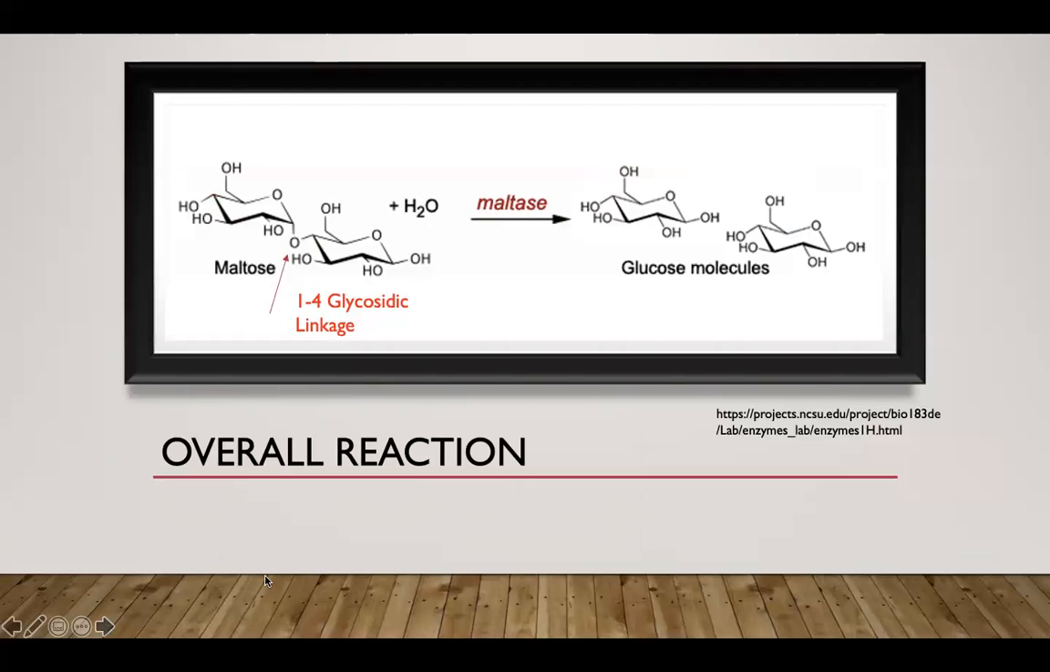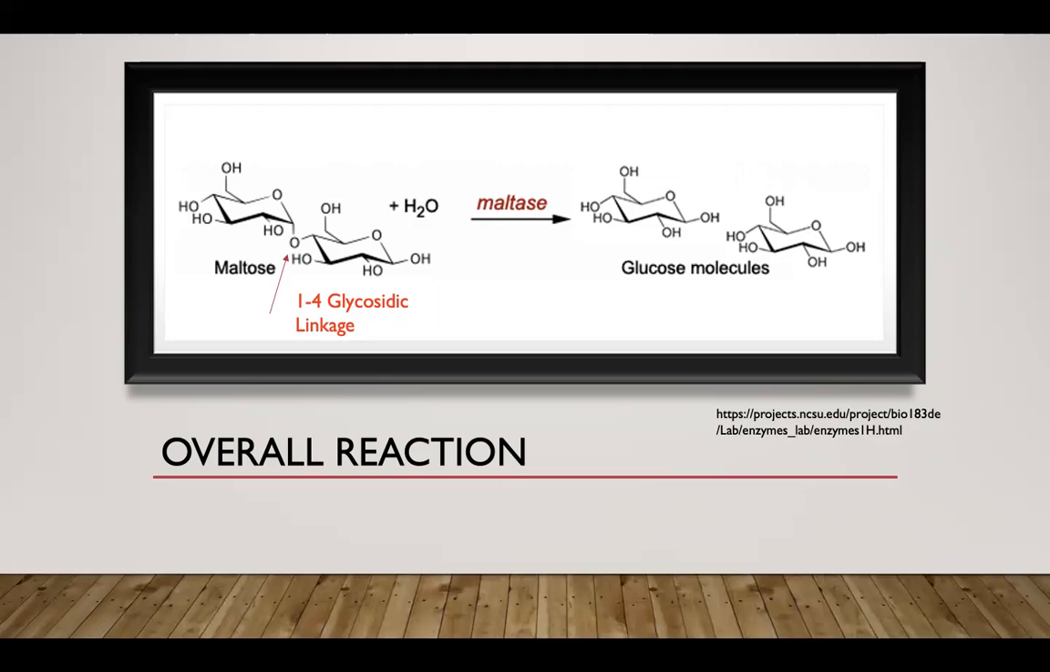Here we can see the overall reaction of maltase and maltose. First, we can note in the reactants that 2 glucose molecules of maltose are joined via an alpha 1,4 glycosidic linkage. This is where I was explaining the difference between maltose and lactose, which has a beta linkage right where this alpha linkage is.